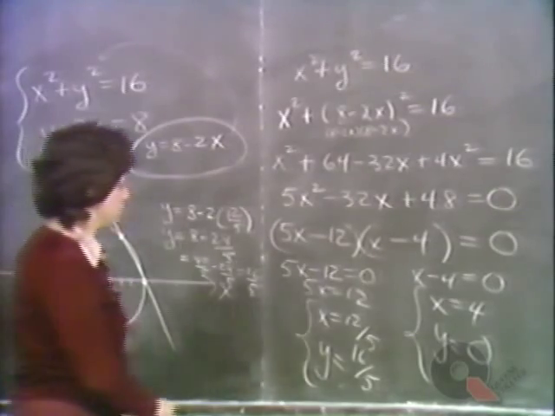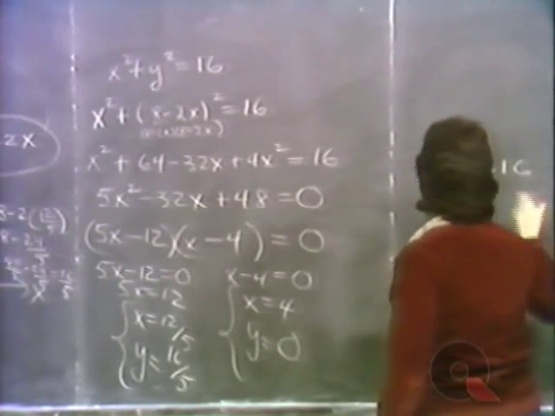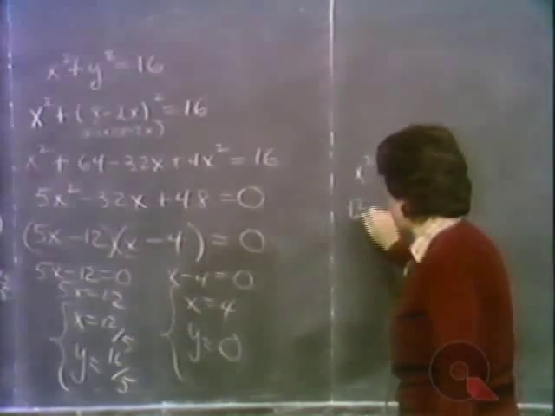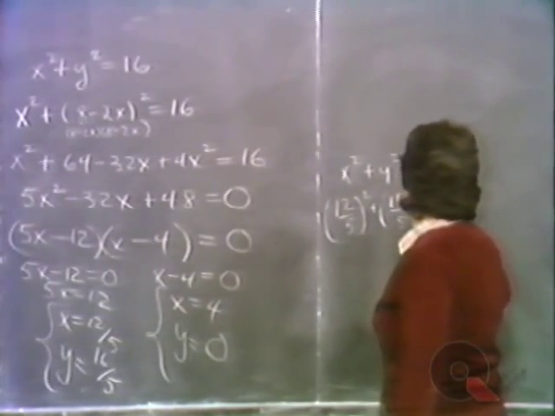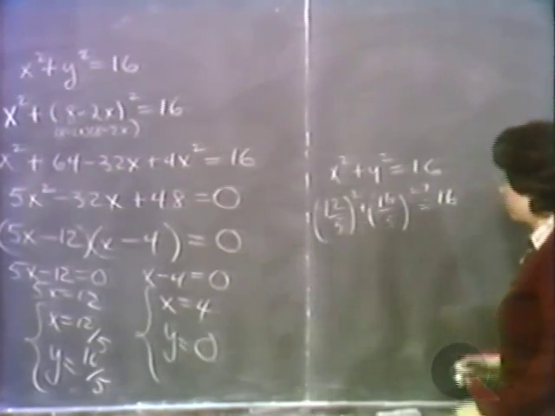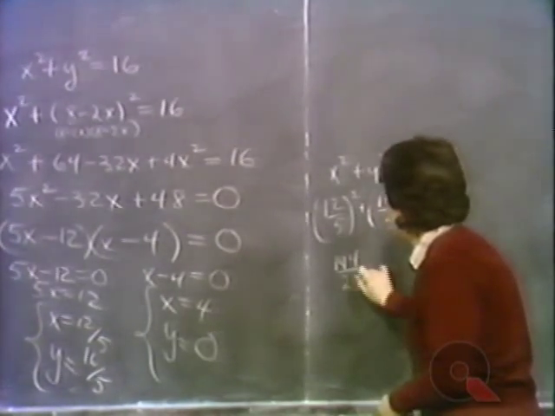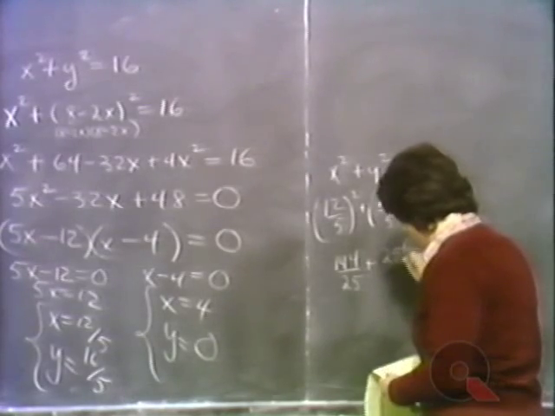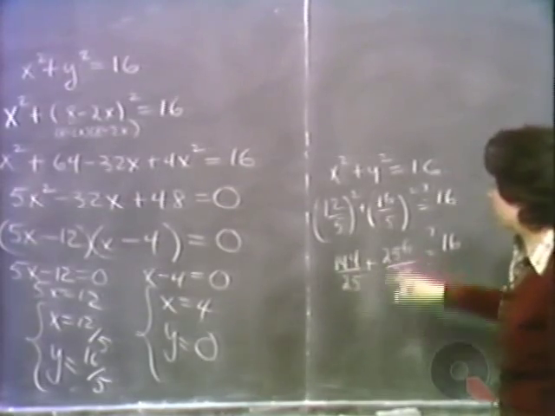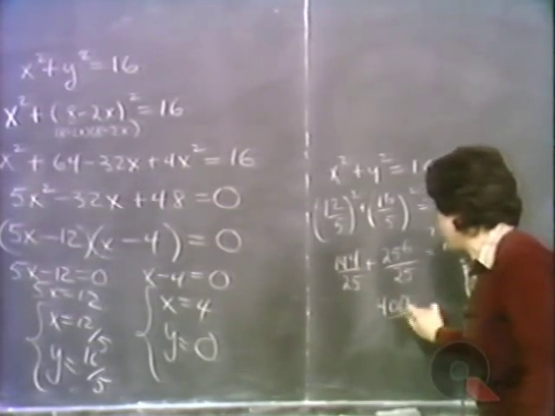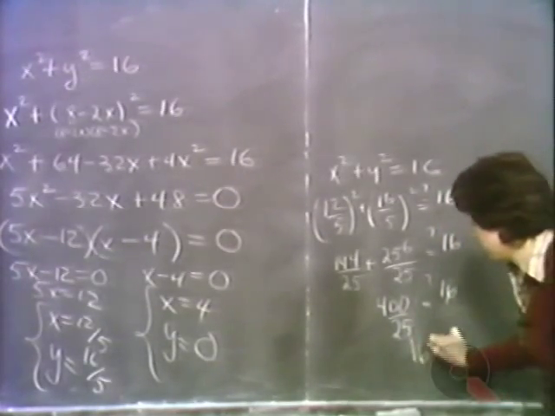On the x squared plus y squared equals 16, we'd have to actually write that out. x squared plus y squared equals 16. x is 12 fifths squared here plus y, 16 fifths squared, should be equal to 16. We have 144 over 25 plus 256 over 25 should be equal to 16. That is 400 over 25 should be equal to 16, and that comes out to be 16. So it checks out.